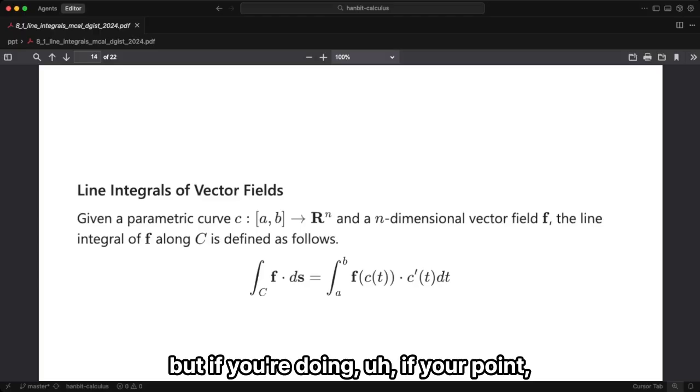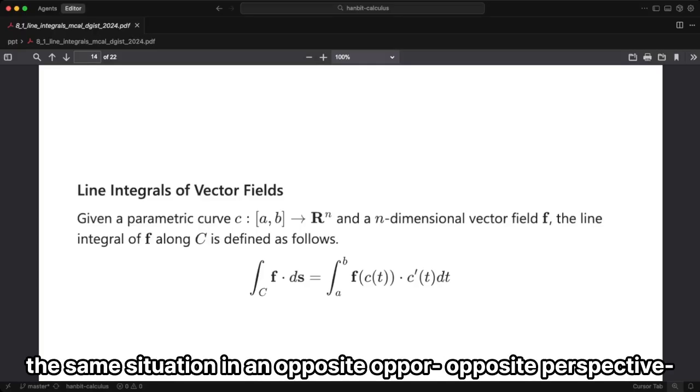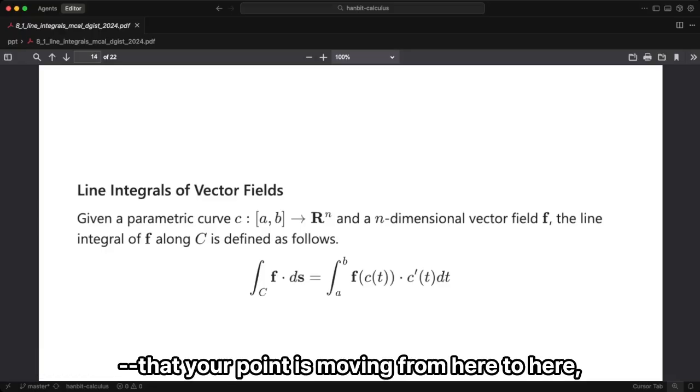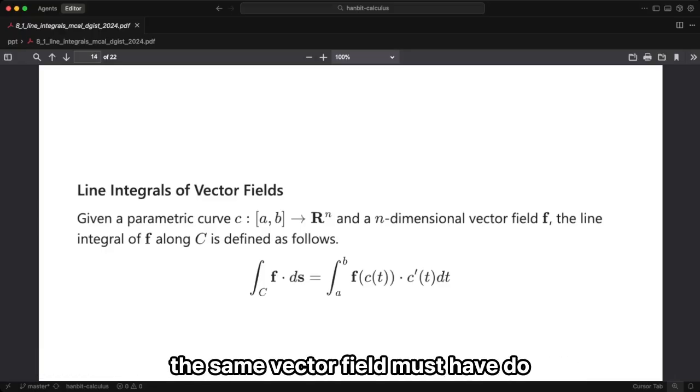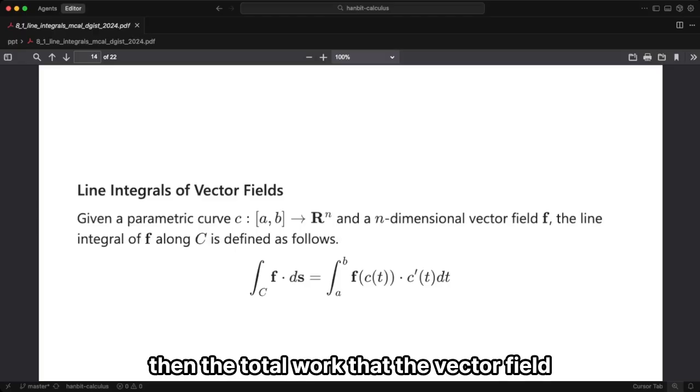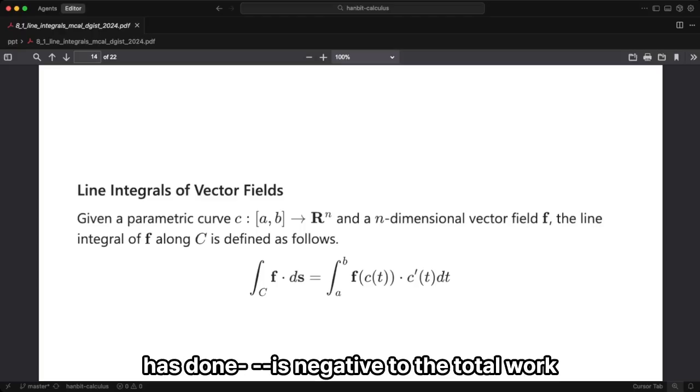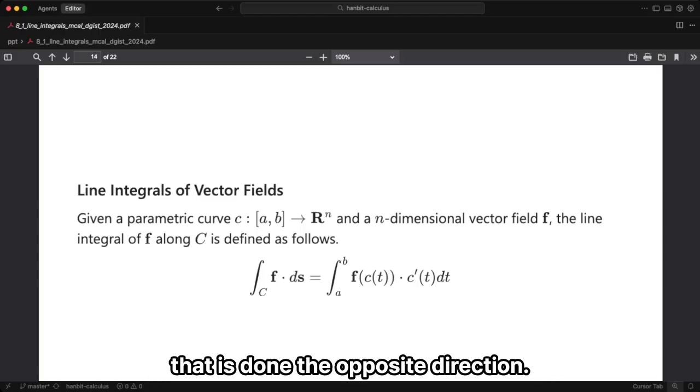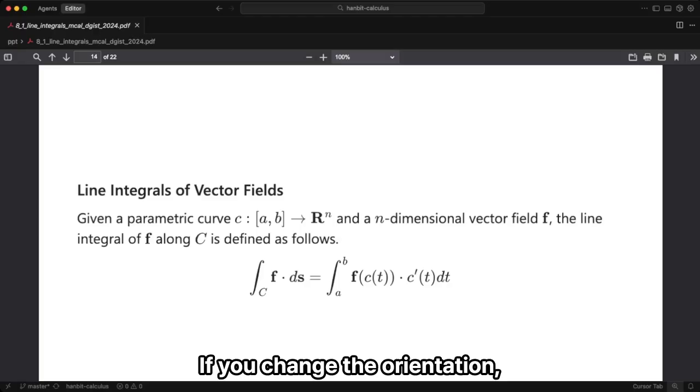But if you consider the same situation from the opposite perspective, that your point is moving from here to here, then the same vector field has to do the negative of the original work that it must have done to move the point from here to here. So if you change the orientation, which means you swap the starting point and end point, then the total work that the vector field has done is the negative of the total work done in the opposite direction. That's the only thing. If you change the orientation, you change the sign.